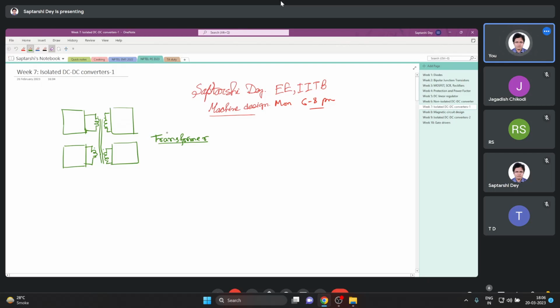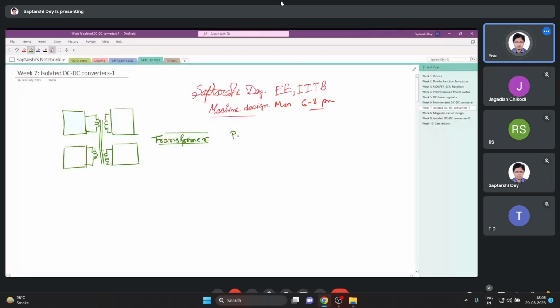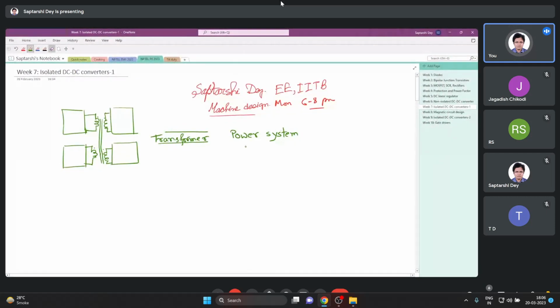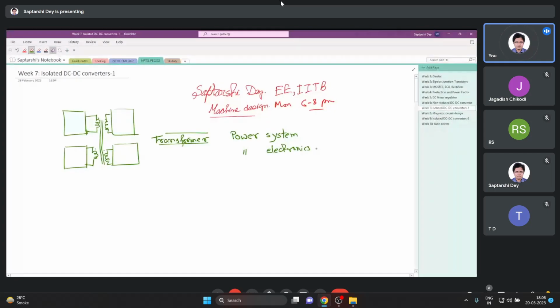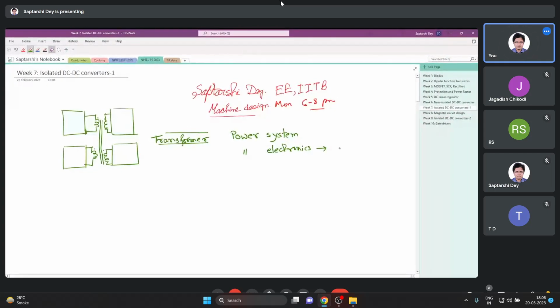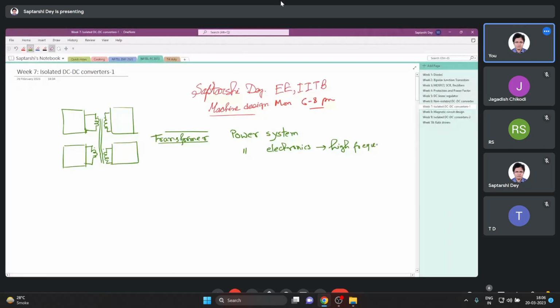This is exactly the same transformer that you have in your electric machine, but the transformers that we have in our power system, that is a distribution transformer, power transformer, or other isolation transformer, all those transformers in power system and the transformers in power electronics are different in terms of frequency. The transformers of power electronics are high frequency transformers.